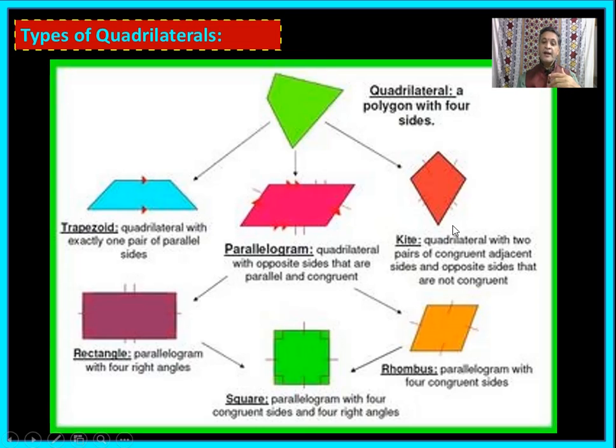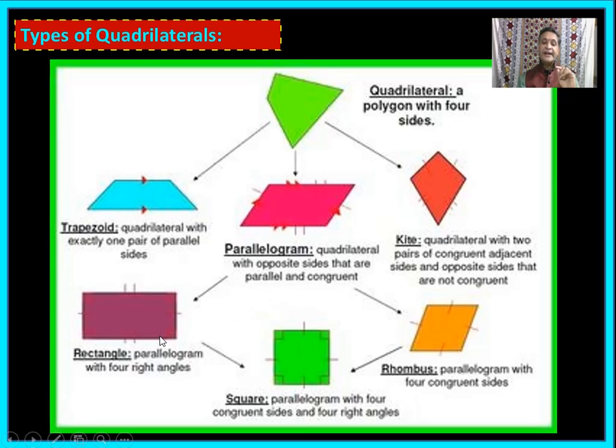Next one is the kite. A kite is a quadrilateral with two pairs of congruent adjacent sides and opposite sides that are not congruent. It is a four-sided closed figure. These two sides are equal but not parallel, and these two sides are equal but not parallel. So that is the property of a kite.